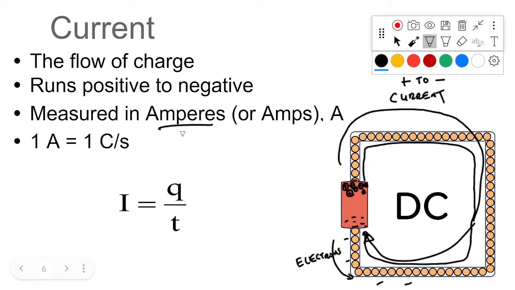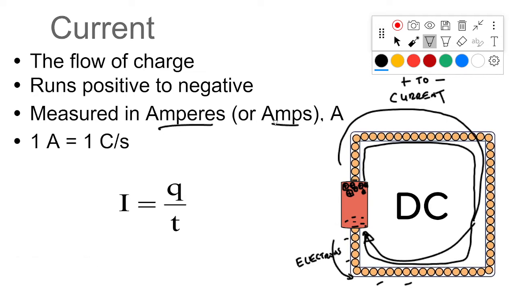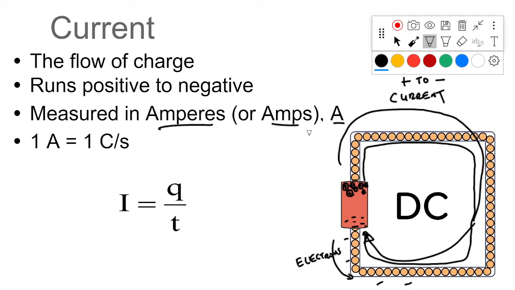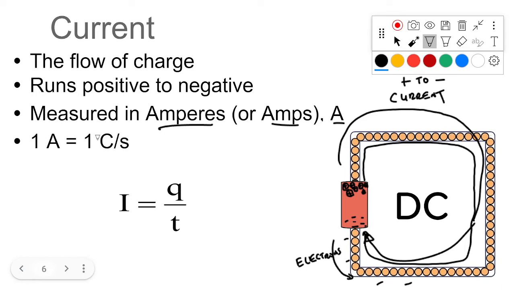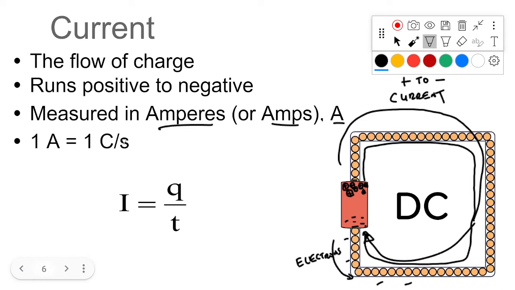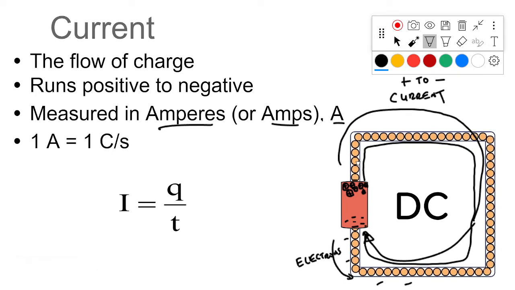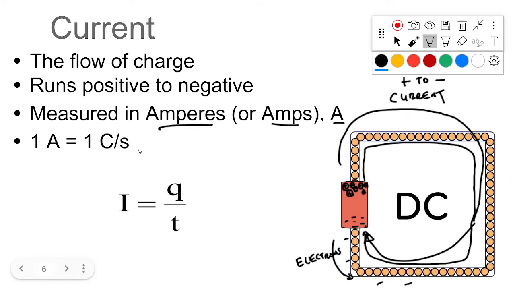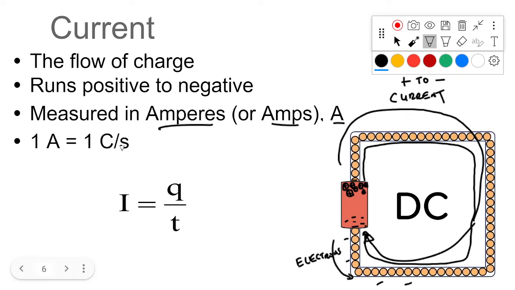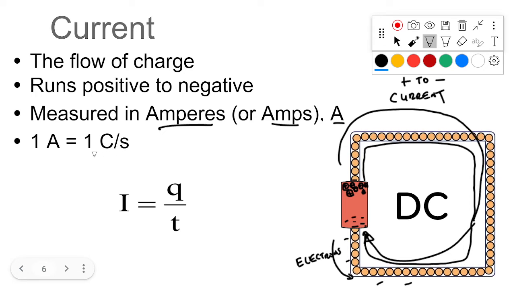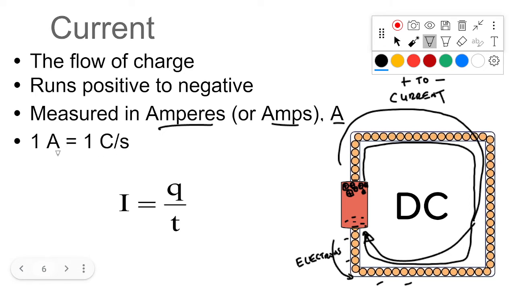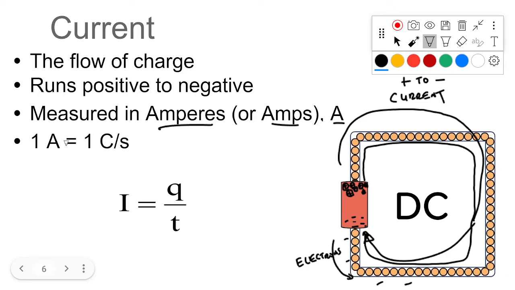We measure that in amperes or amps, or you can just abbreviate it down to A. An amp is a coulomb per second. So remember, we said a coulomb was a whole lot of charge. If I count all the charges that are moving in this thing and divide by how long it takes for them to move, that gives me an amp of current.